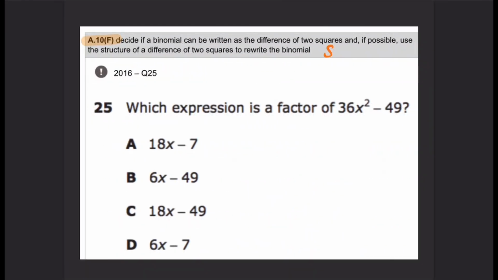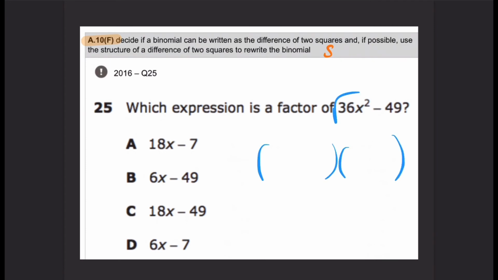For 8.10F, we're going to decide if a binomial can be written as the difference of two squares and if possible, factor. I see the difference, which is good. First of all, the question: which expression is a factor of 36x squared minus 49? So let's say we have a difference of squares. We have a subtraction, so we do have a difference. Square root of 36x squared is 6x. Square root of 49 is 7. So yes, we do have a difference of two squares.